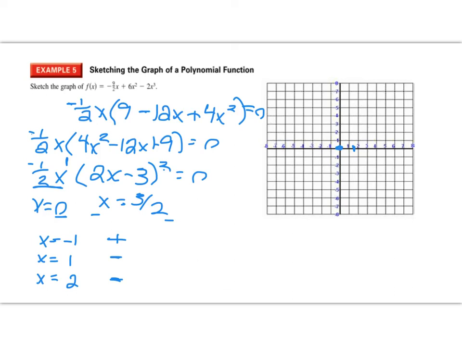So my end behavior here is that this is a negative 2x cubed, which means it's going to look like a stretched S, and instead of being positive, it's going to go from the top, right, because the negative changed it. I've got a 0 at 0, and then with a multiplicity of 1, which means it's going to actually go through the x-axis. And then here at 3/2, I've got a multiplicity of 2, which means it's going to go up and bump it, up, bump, and come back down. And that kind of goes along with my end behavior as well.